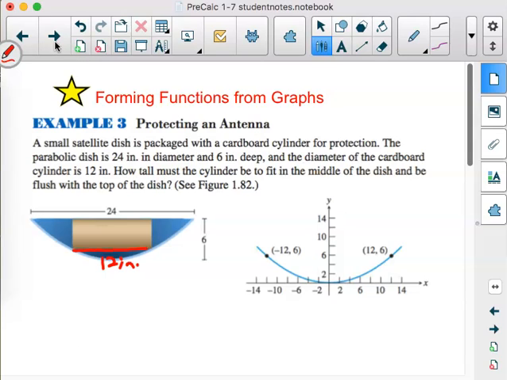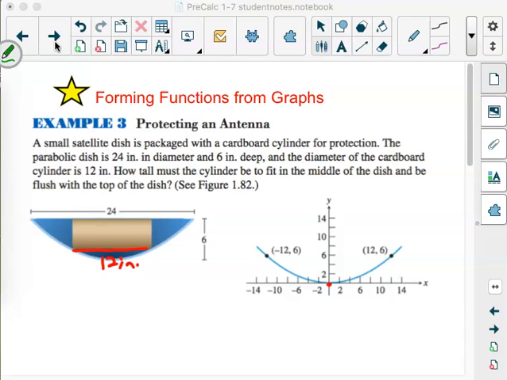Now, the first thing that we decide is we're going to put this on the coordinate plane somewhere where it's going to be easy to do the math. And notice that we put the middle of the bottom of this dish, which is called the vertex, at 0,0. And that means that perfectly across the top here, 12 on each side, we have the 24. So now, I want to figure out, how do I write an equation for this parabola so I can use it to figure out how tall that cylinder has to be?